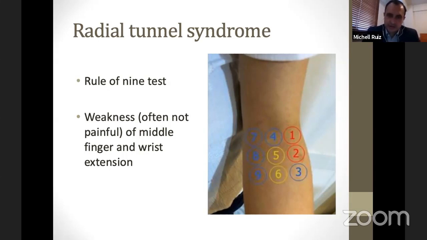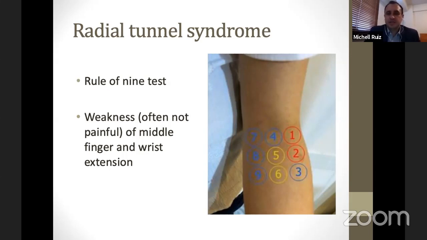And all the circles that are marked in blue in this case will be pain-free when palpated in cases of radial tunnel syndrome. And finally, in cases of this pathology, you will find weakness that is often not accompanied with pain of the middle finger, and wrist extension. So as I said before, radial tunnel syndrome can go with lateral elbow tendinopathy too.